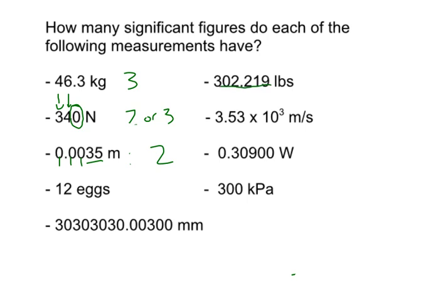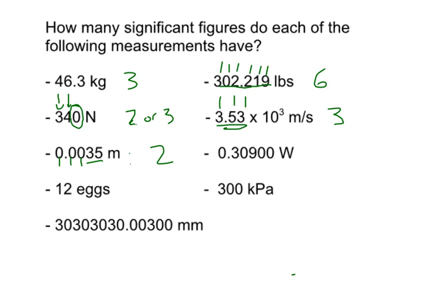What about this one up here? 1, 2, 3, 4, 5, 6 digits. This guy right here, 1, 2, 3 digits. Okay, I've skipped over a couple on purpose. You might be wondering, Chris, why did you skip 12 eggs? 12 eggs is a bit of an anomaly. It doesn't have sig digs.